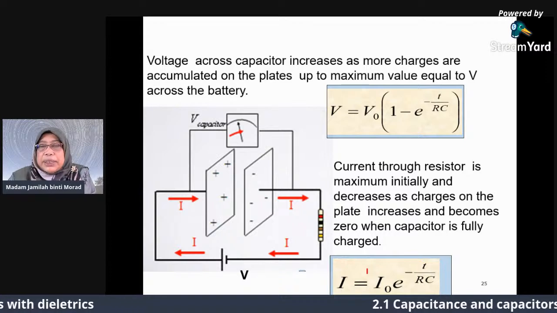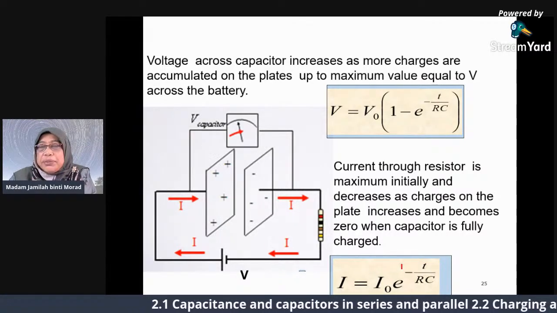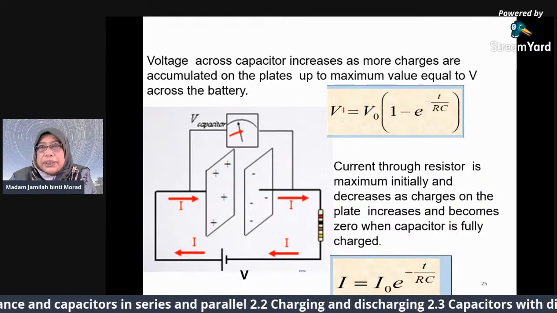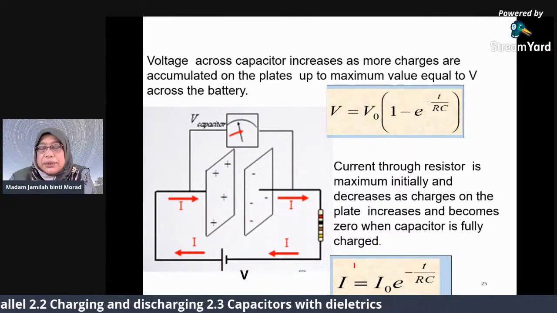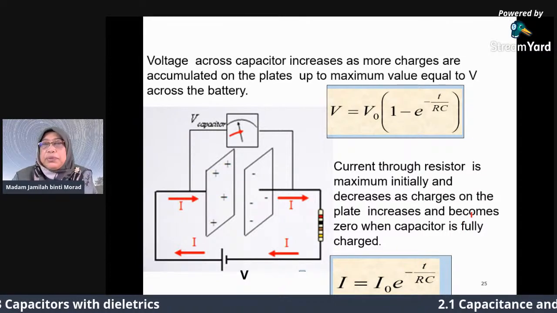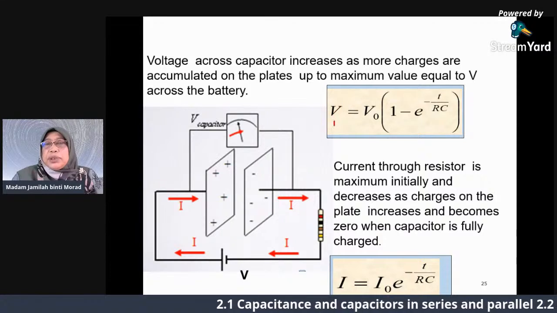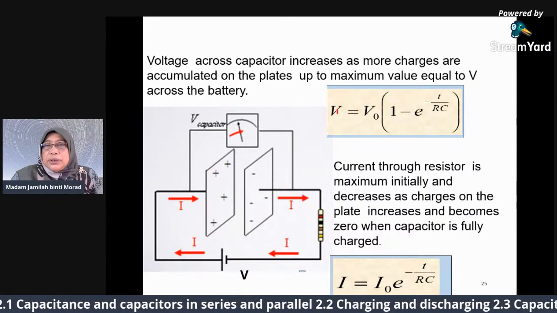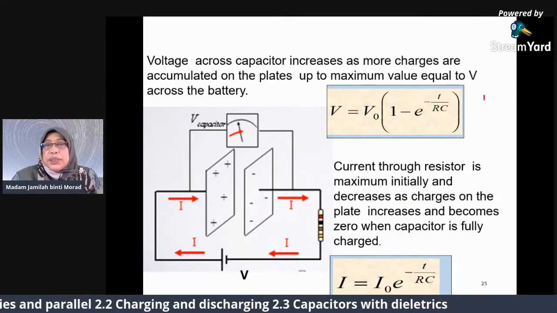Okay, in terms of current, this is the equation for current: I equals I naught exponent negative t over RC. Voltage across the capacitor increases, but the current decreases. That's why the equation for current is I naught exponent negative t over RC. But for V and Q, a similar equation, you just substitute the parameter Q equals CV. So C is constant, and when Q increases, V also increases.